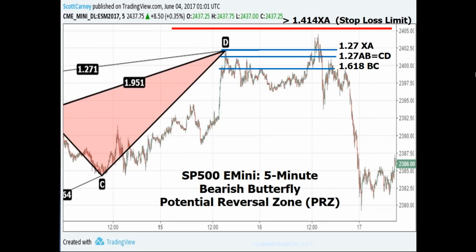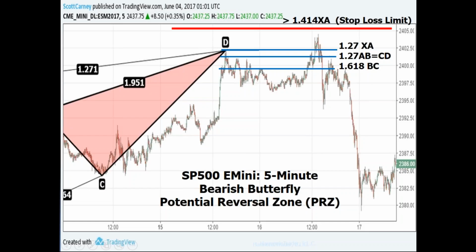Now here is a great chart of the price action in the potential reversal zone. The 1.27 at 2402.50, call it 2402, clearly defines the top range of the harmonic resistance. And look, we had clear consolidation. Here's an initial reaction, and then we had a retest. But the fact that the price was unable to bust through that D point and then rolled over dramatically thereafter was a clear sign of character change in the trend.